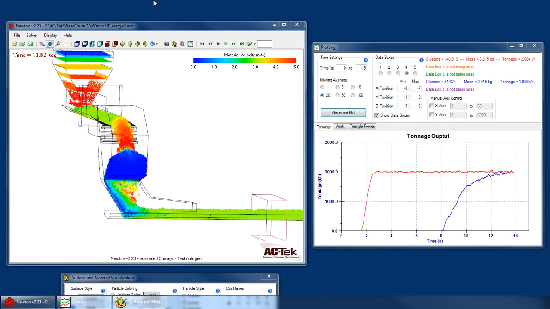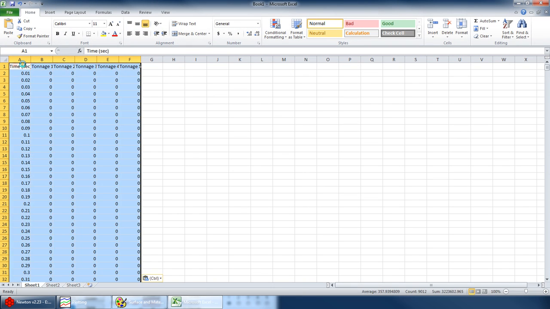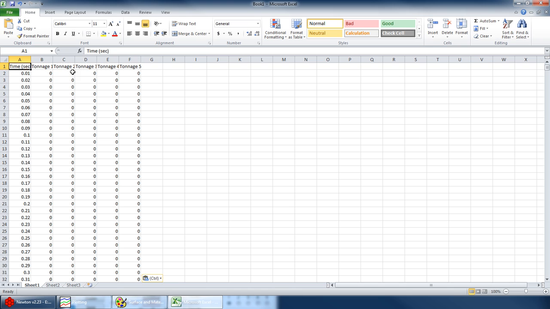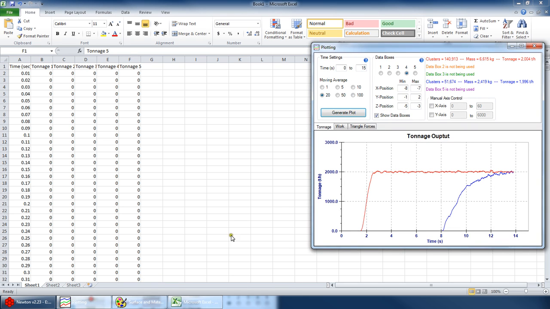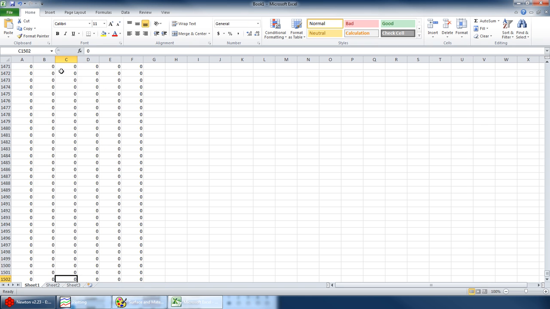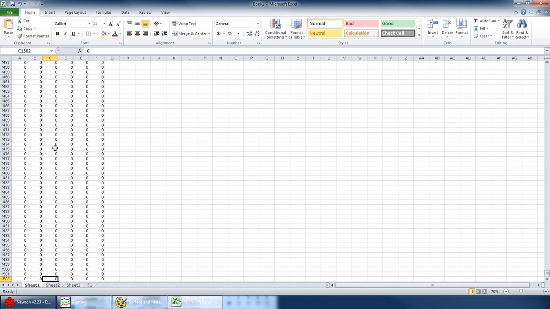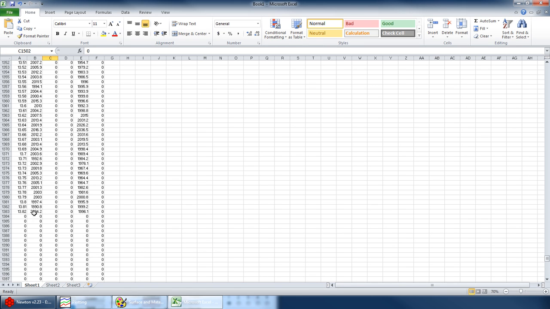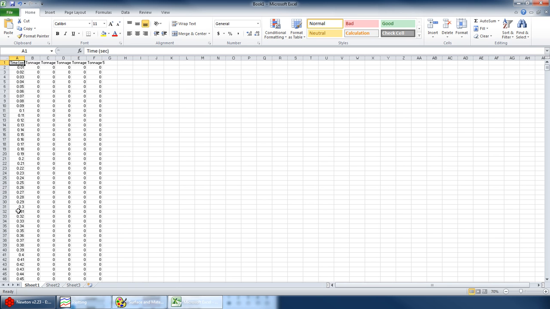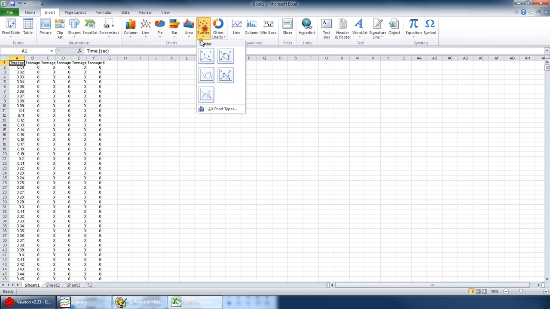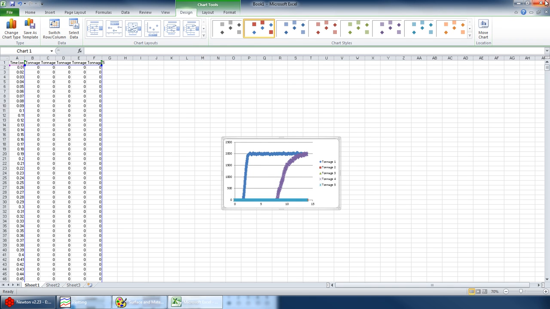So if I open up Excel, I can paste, and now we have tonnage 1, 2, 3, 4, and 5. Of course, going back to our plotting window, we only used tonnage 1 and 4. So if I scoot down to the end, we stopped this before we got all the way to 1500, didn't we? So if I scroll up, there's where we stopped. You can see we're using data box 1 and data box 4, and here's our time. So if I wanted, I could go ahead and insert a plot there, and there's that same plot.